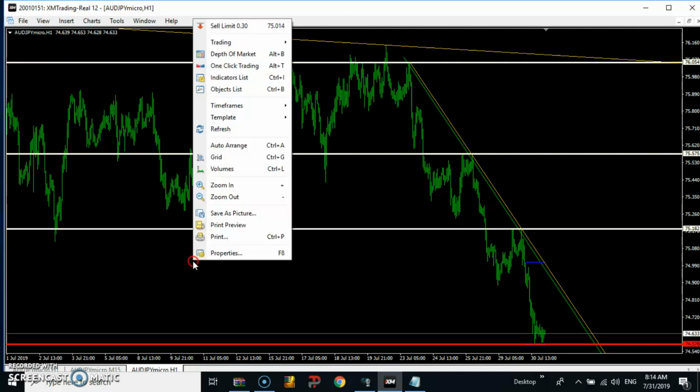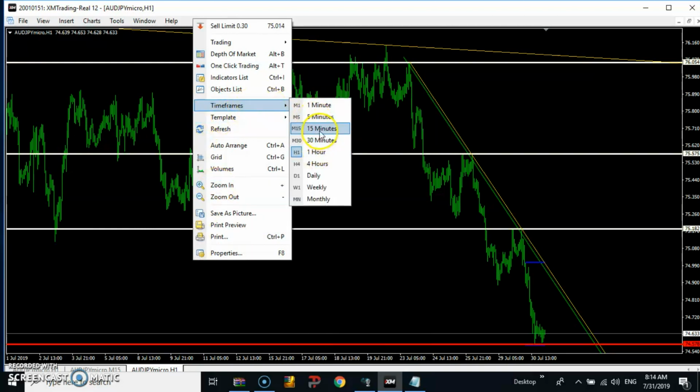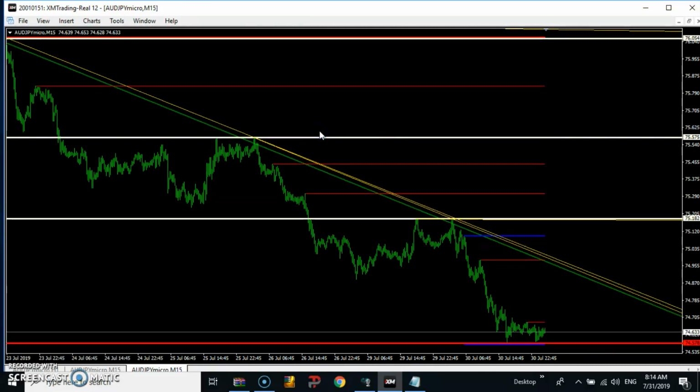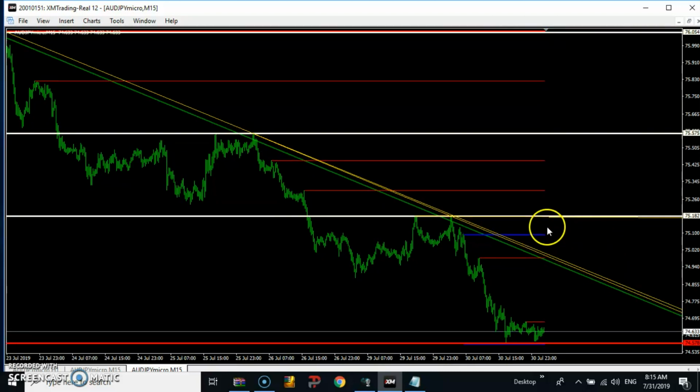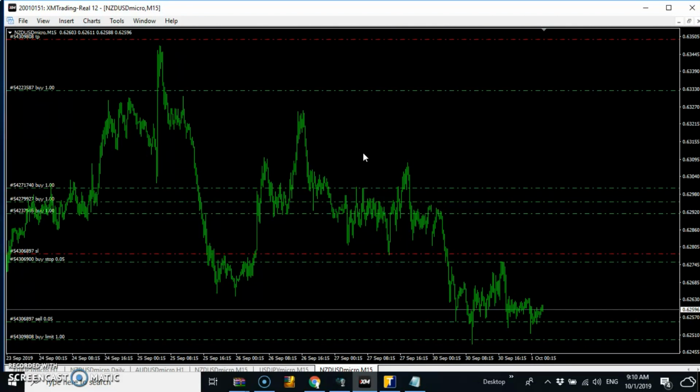Now, let's go to the 15 minute time frame. Let's go and see. This is the line you put there to say, okay, touch and sell. This is the line that we're broken. Break, and this is why a lot of traders will never make nothing.